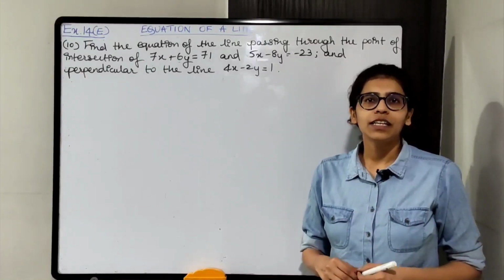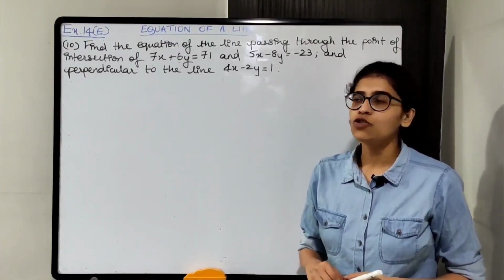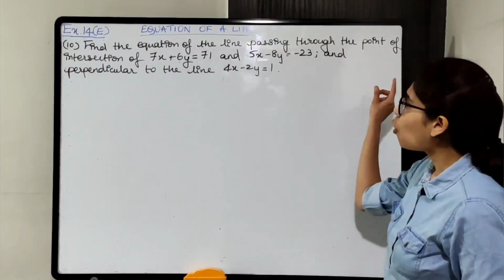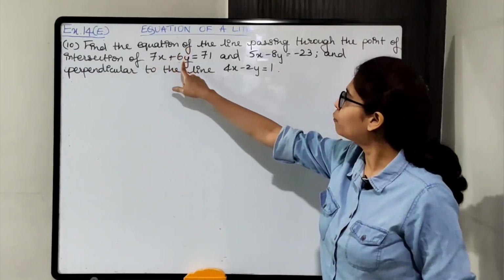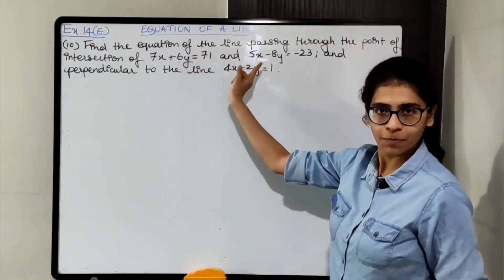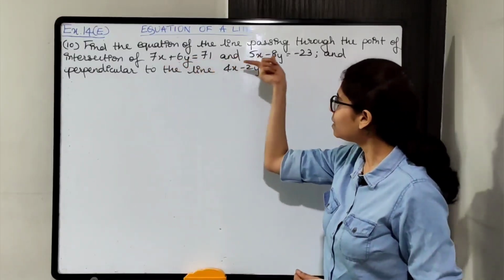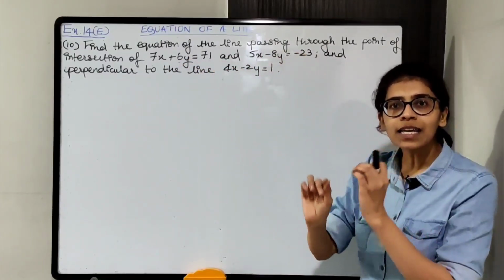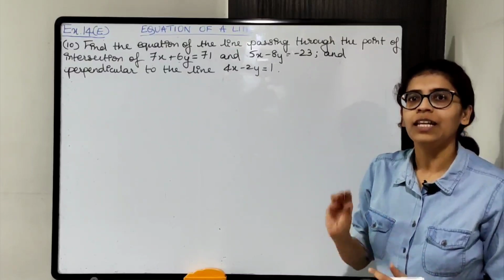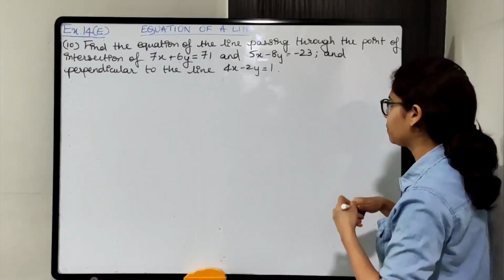We have to find the equation of the line which is passing through the point of intersection of two other lines. There are two lines which are intersecting at some point. Let this point be P.